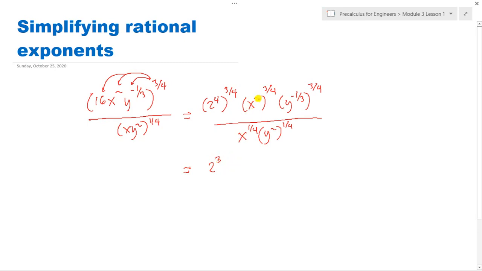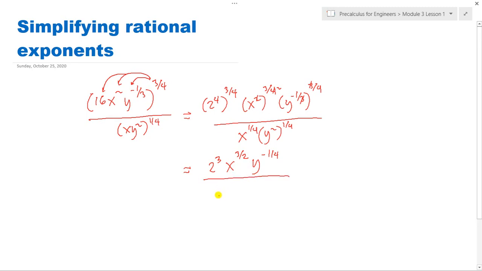Then for the x squared, 2 times 3/4, simplify the 2, it becomes just 2. So we only have x raised to 3 halves, because 2 divided by 4 is 1/2, and 1/2 times 3 is 3 halves. Then y, 1/3 times 3/4, the 3 cancels in both numerator and denominator, we only have y raised to negative 1/4.